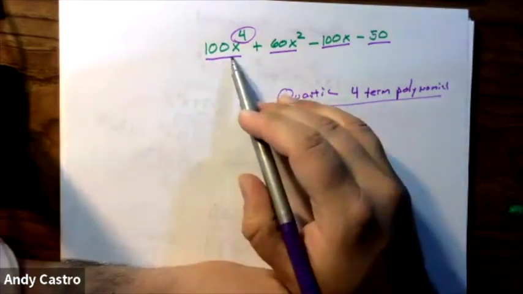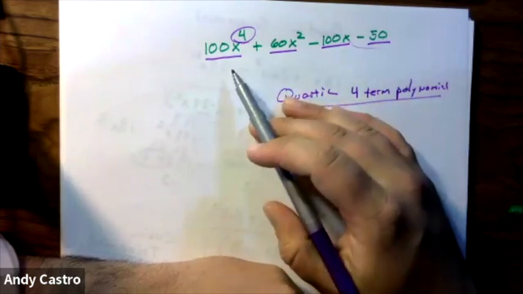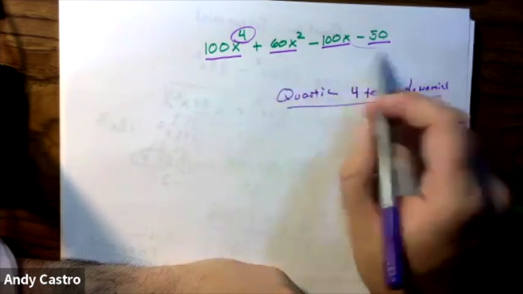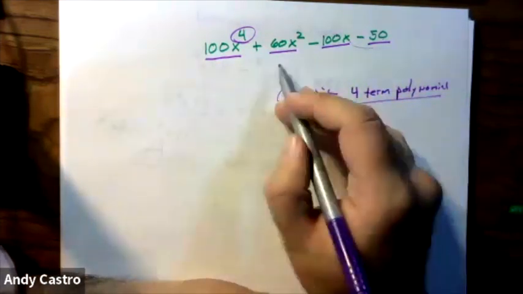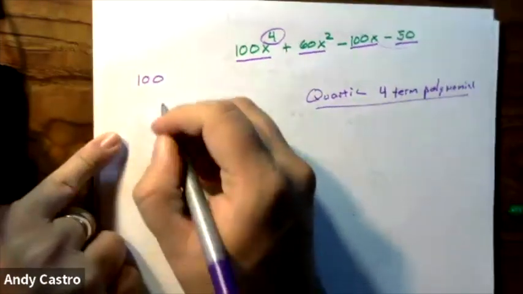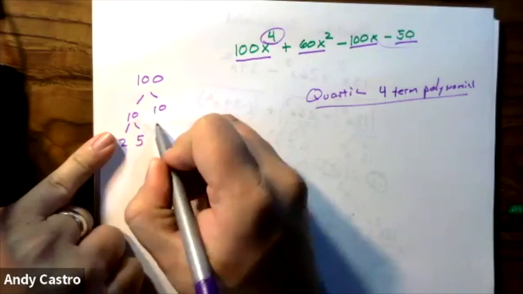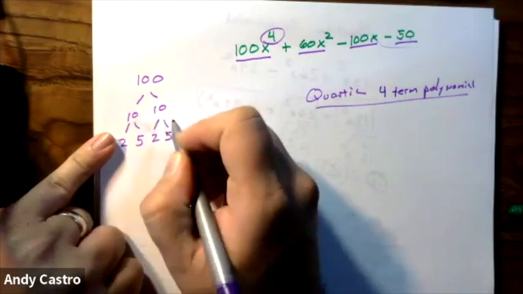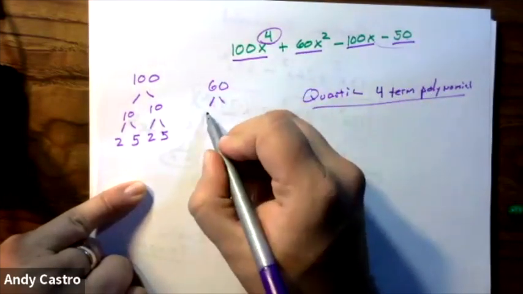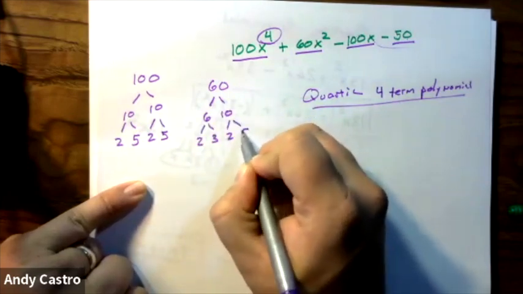All right, we notice that they don't all have x's. This last one is just a constant. So we're not going to be factoring out an x. Anything else here? We probably have some numbers we can factor out. So I'm going to go over here and make a factor tree out of each one of these. So here's my 100. I know that's 10 times 10, and each 10 is 2 times 5. And here my 60. I know that's going to be 6 times 10. The 6 is going to be 2 times 3, and the 10 is going to be 2 times 5.